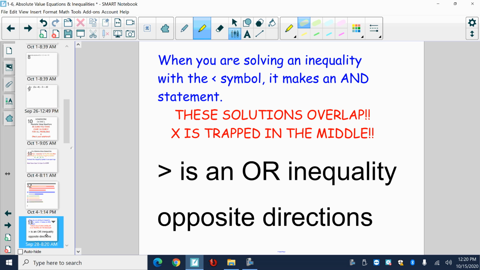Okay? Now, the biggest thing that your brain needs to grasp is that we have compound inequalities, and compound inequalities are going to be the ands and the ors. Now, when we have an and statement, your graphs are going to overlap, meaning x is tracked. If I have a greater than, that is going to be an or statement, and that is whenever it goes in the opposite direction. So less than is and, greater than is or.